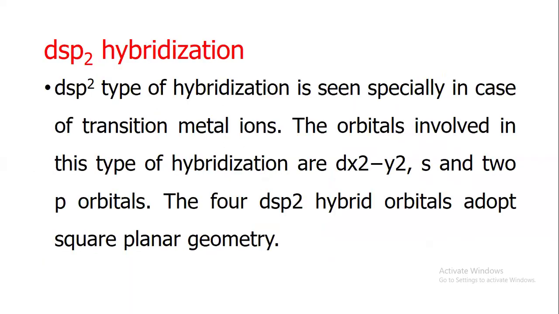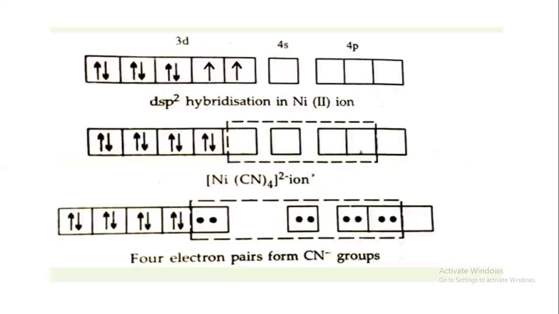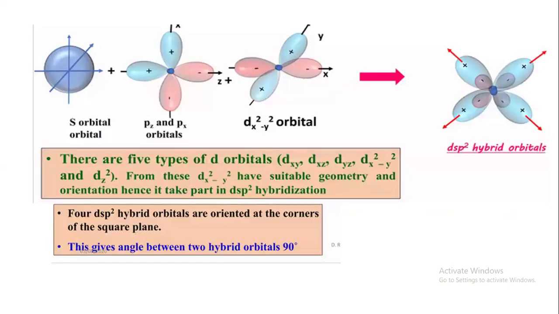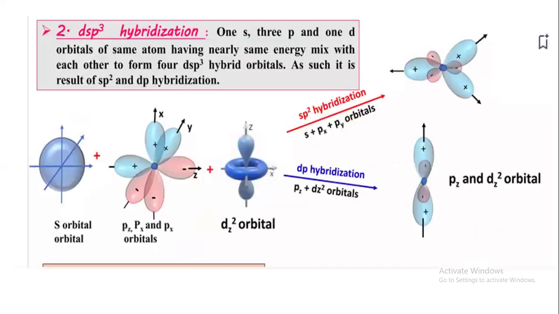dsp2 hybridization is seen especially in the case of transition metal ions. The orbitals involved in this type of hybridization are the dx²-y² orbital, an s orbital, and 2p orbitals, forming four dsp2 hybrid orbitals that adopt square planar geometry. See, these are the dsp2 hybrid orbitals with square planar geometry. dsp3 hybridization: orbitals of the same atom having nearly the same energy mix with each other to form dsp3 hybrid orbitals.